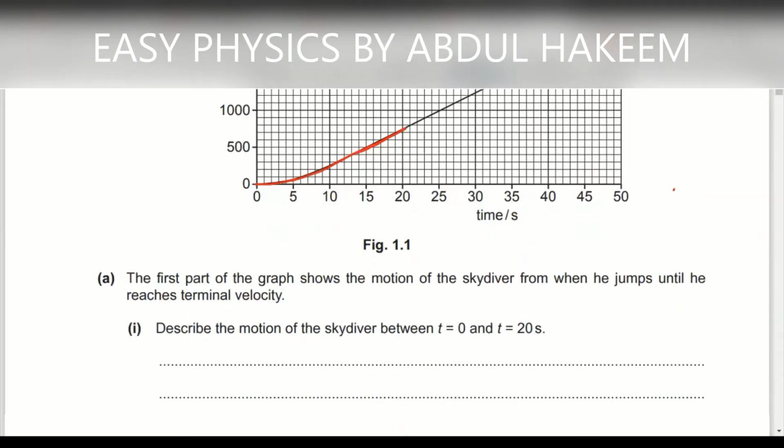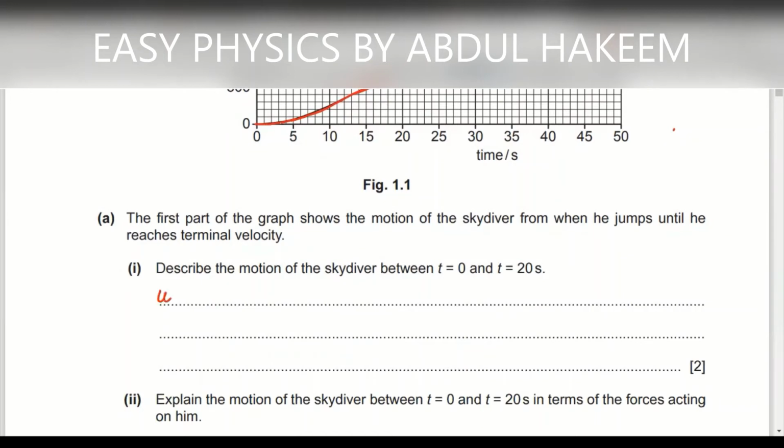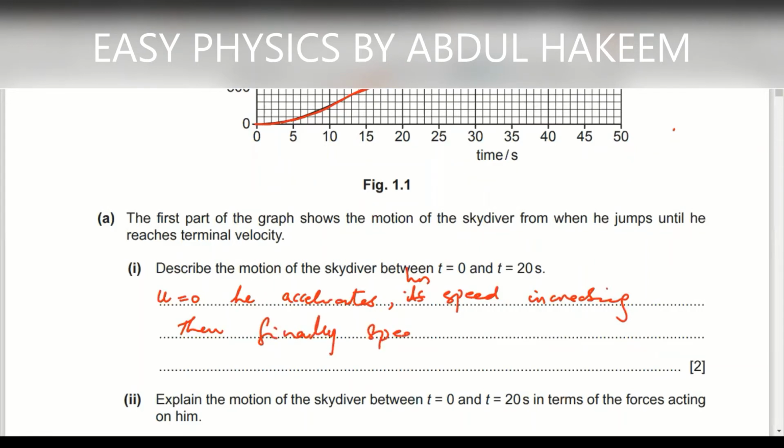the speed increases, the gradient increases, and then it becomes constant. So we have to write, first, initial speed is 0. He accelerates, his speed increases because the gradient is increasing. And then finally, speed becomes constant because the gradient becomes constant.